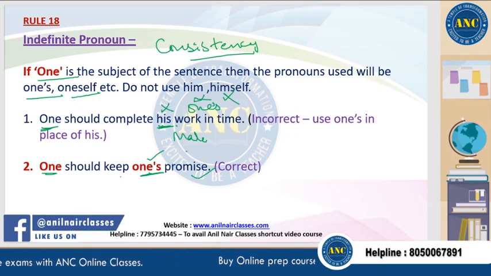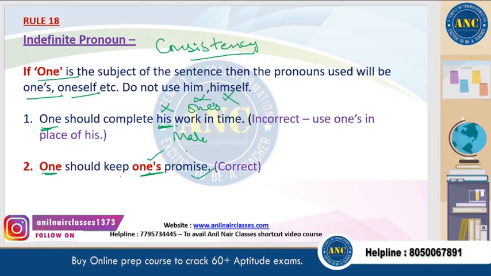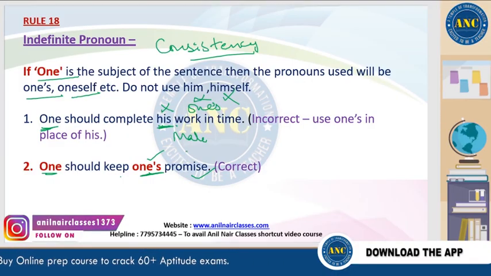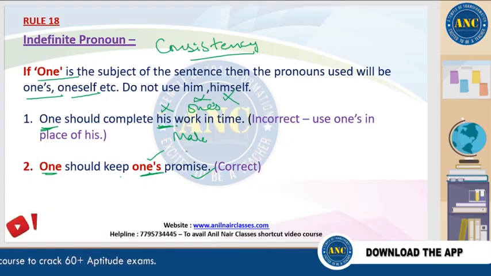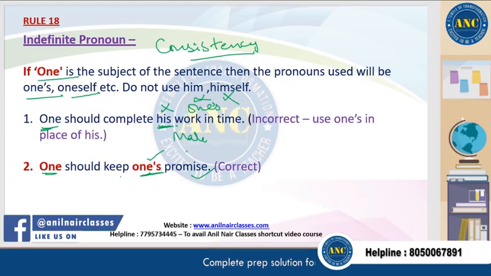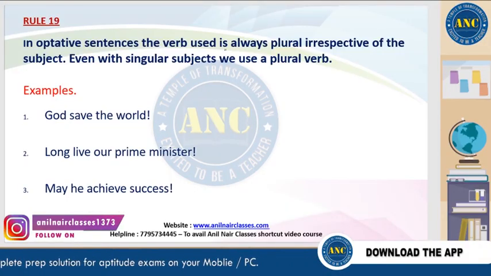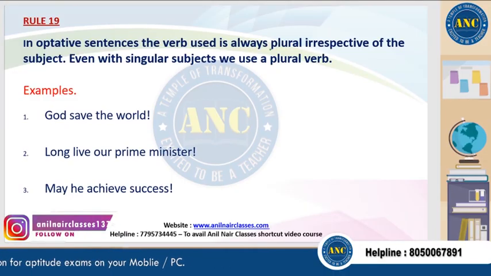Next, maintain the consistency. If you have used one, then throughout the sentence use one only, like related pronouns which are used with one: one, one's, oneself. If you have used he, then you use his, him, himself. If you have used she, then it should be she, her, herself. Clear? Next, in an optative sentence, the verb used is always plural, right?